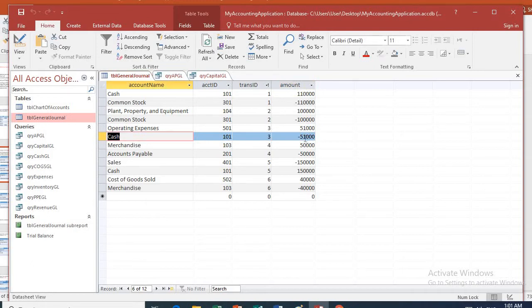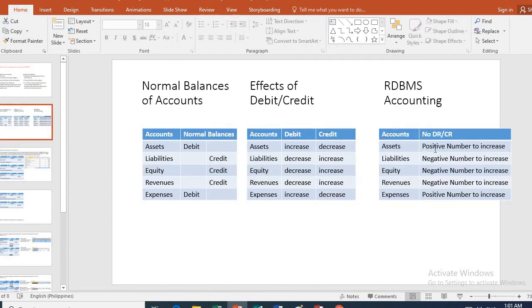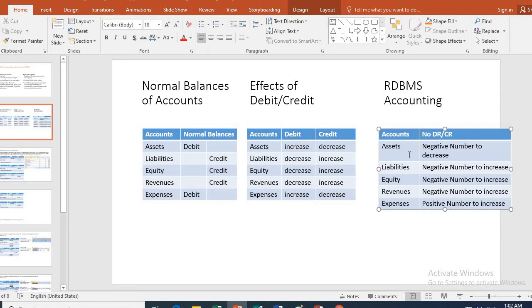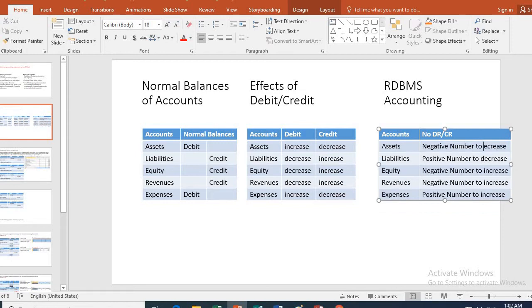But in an RDBMS setup, we put it in a negative number because, as we said, we need to put a negative number to decrease an asset account, because a positive number increases it. In order to decrease this one, we need to do the opposite. We need to put a negative number. So in other words, negative number to decrease, just like that. In the same way, to decrease these accounts with credit balances, we just need to put in a positive number, right? Positive number to decrease. This is how simple it is.